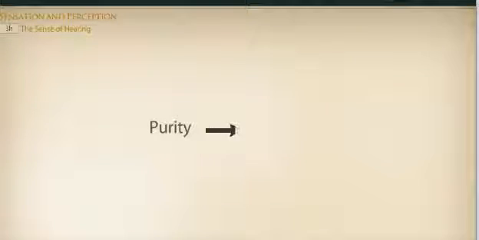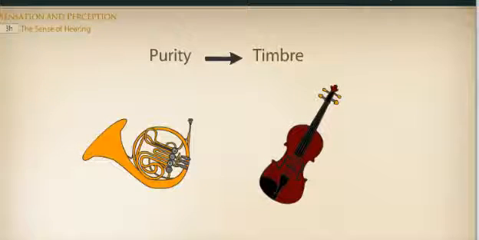Then the purity or complexity of the sound influences how timbre is perceived. So if you want to better understand timbre, I'm going to show you two different notes with the same loudness and pitch on a French horn. The difference that you perceive is the difference in the timbre. So here's the horn.